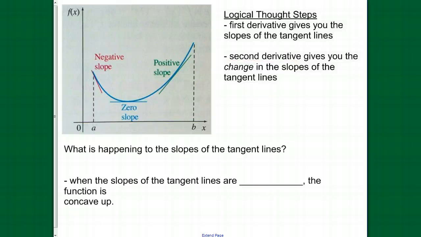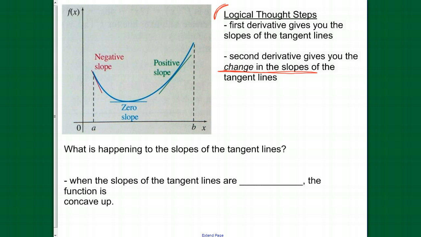So, to figure out if it is going to be concave up or down and make that connection to the second derivative, we have these logical thought steps here. The first derivative told us about the function increasing or decreasing. Slopes of the tangent lines describe that pattern. The second derivative, a derivative is a rate of change. So if the first derivative is telling us about the slopes of the tangent lines, then the second derivative is the change in those slopes. Okay? The second derivative is going to tell us about the change in these slopes.